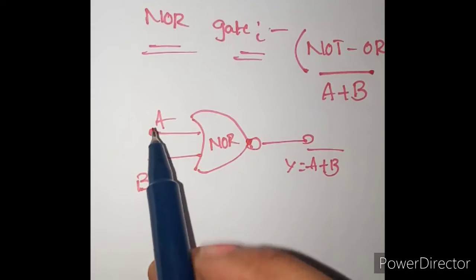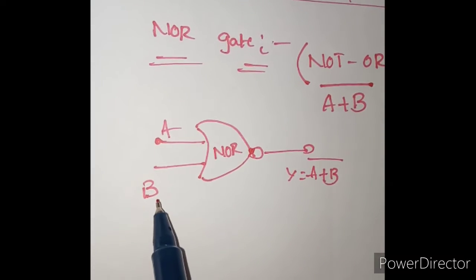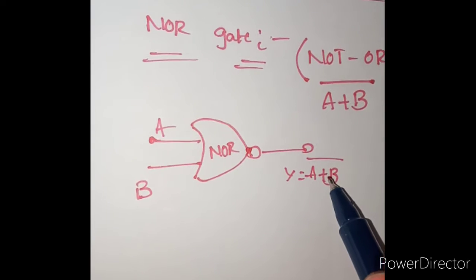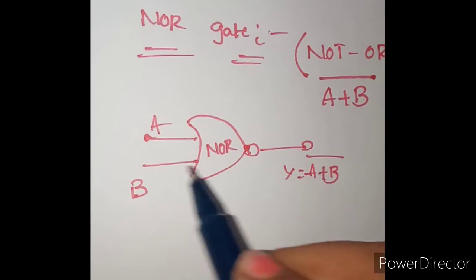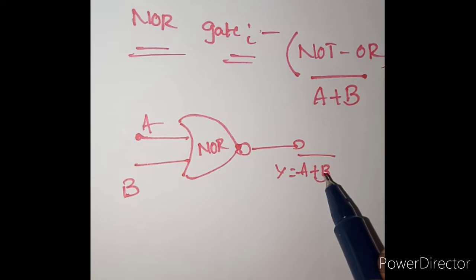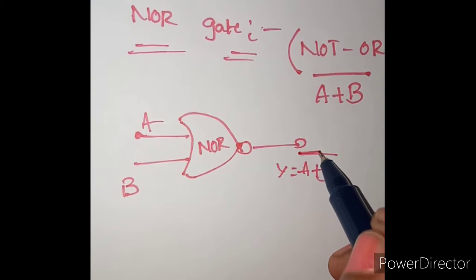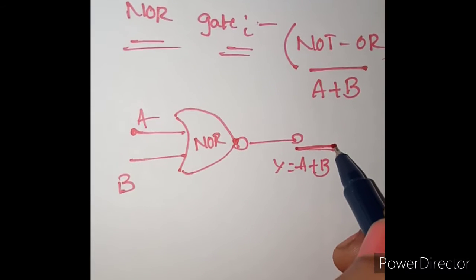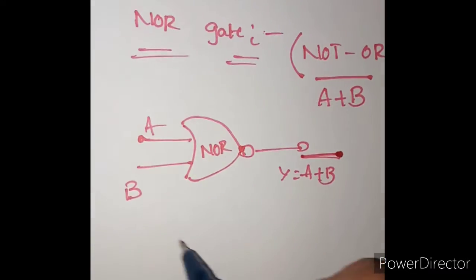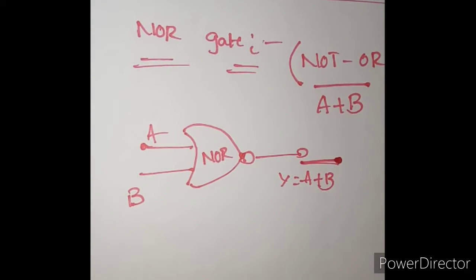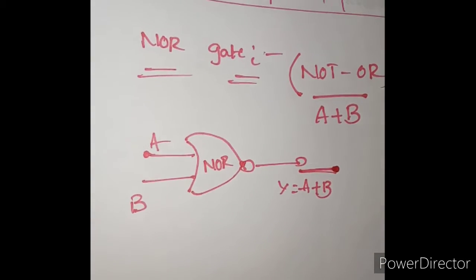See here, A and B are the inputs, then the output is equal to A plus B, that means the sum of these inputs, and it's also complemented here. So this is known as a NOR gate. This is the basic symbol of the NOR gate. Coming to the truth table of a NOR gate.